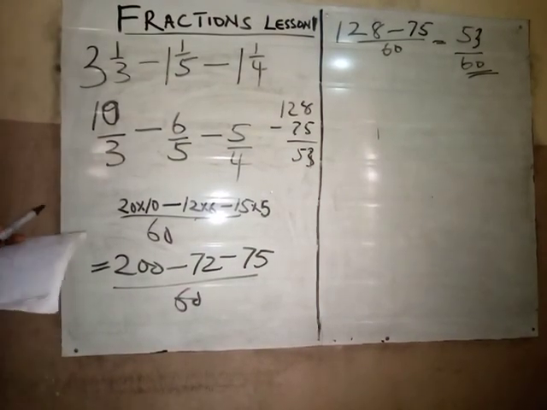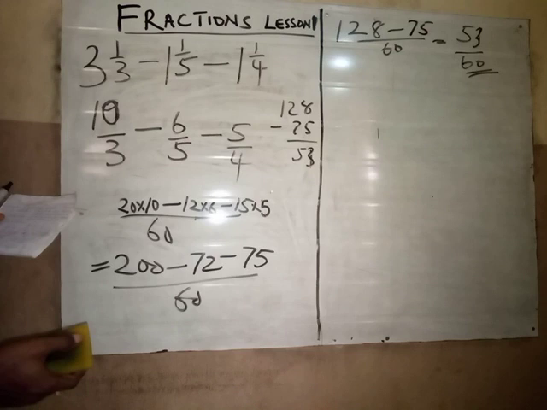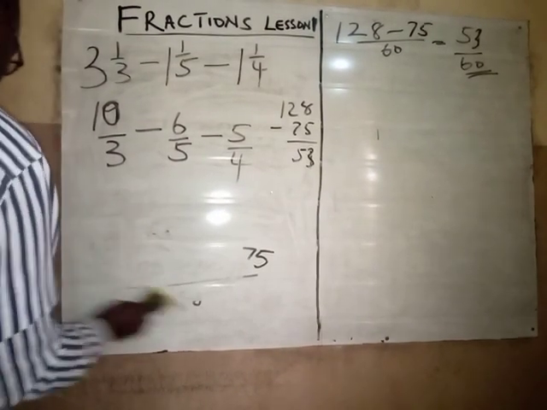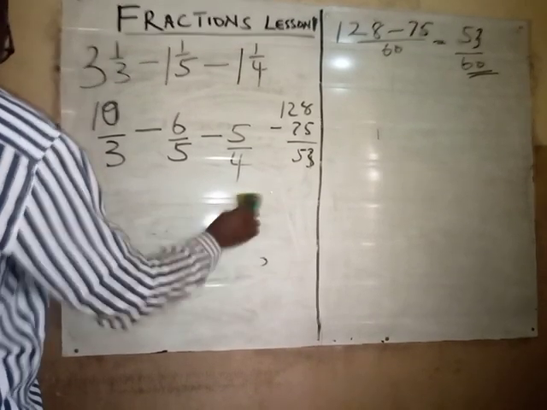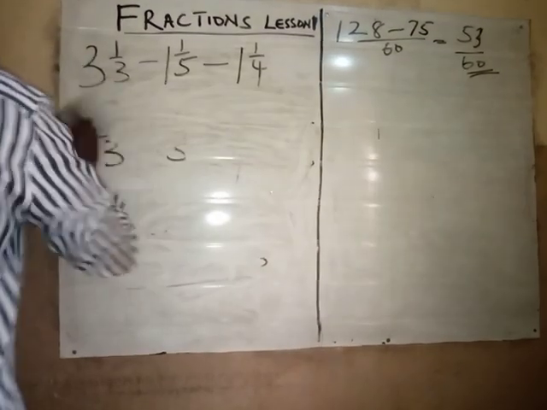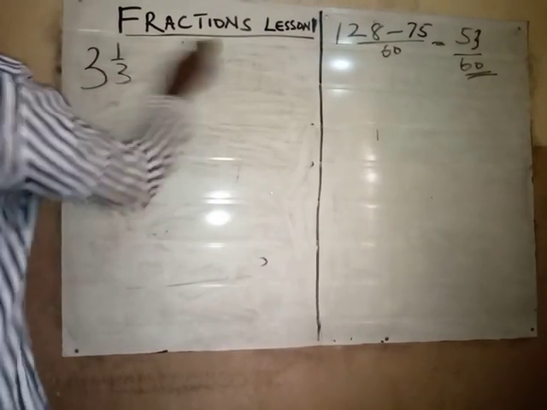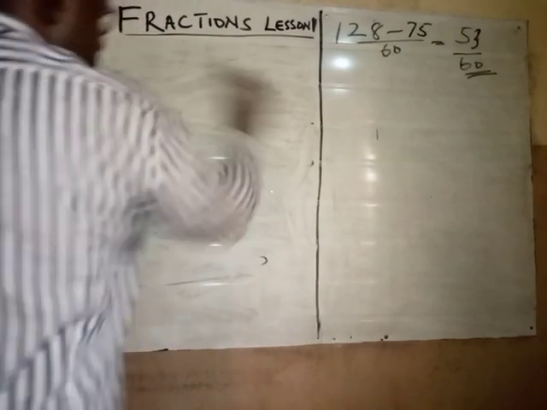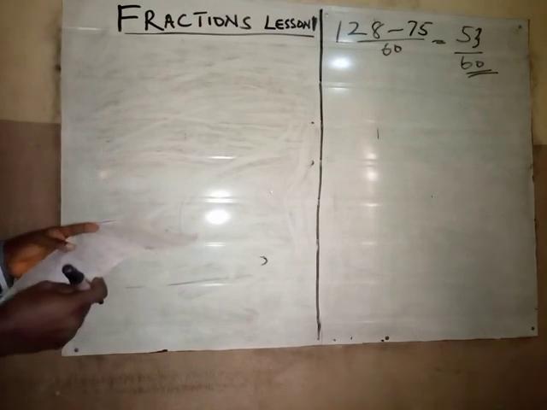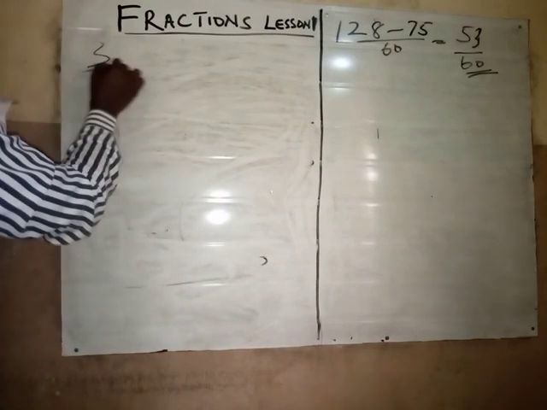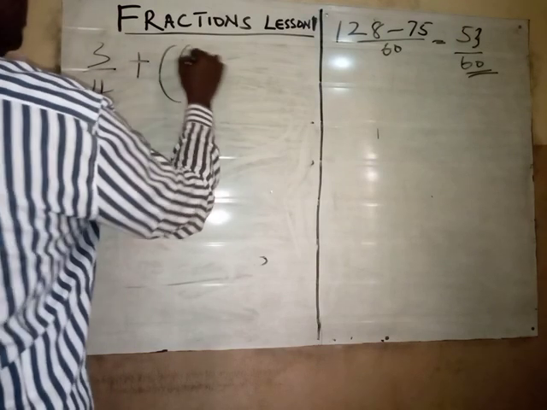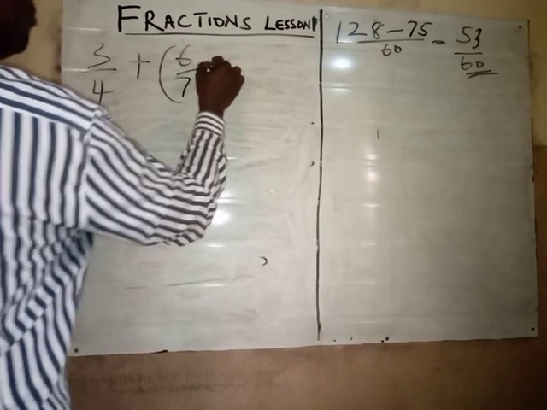Okay, let us take another example. Probably this time around, the law of BODMAS may be involved. So let's see this one. 3 over 4 plus bracket 6 over 7 of 28.